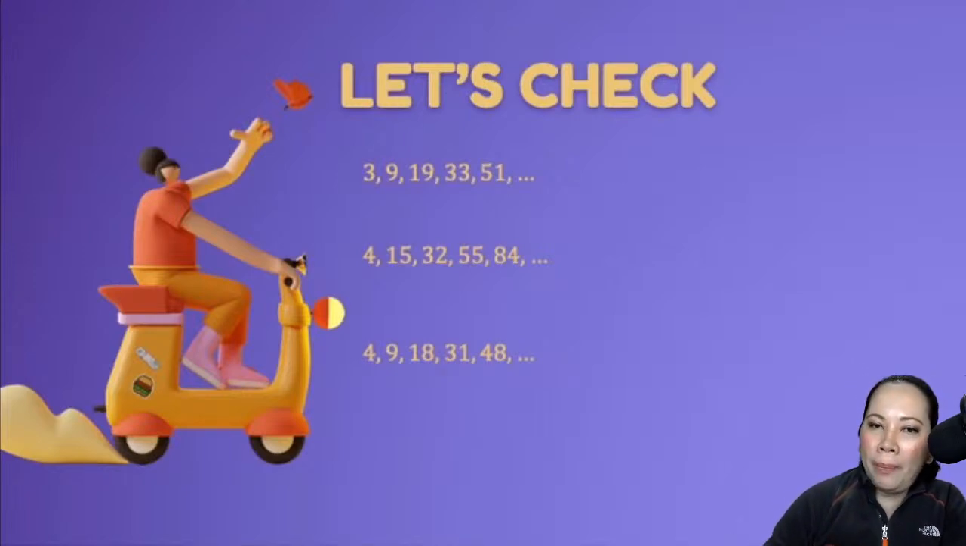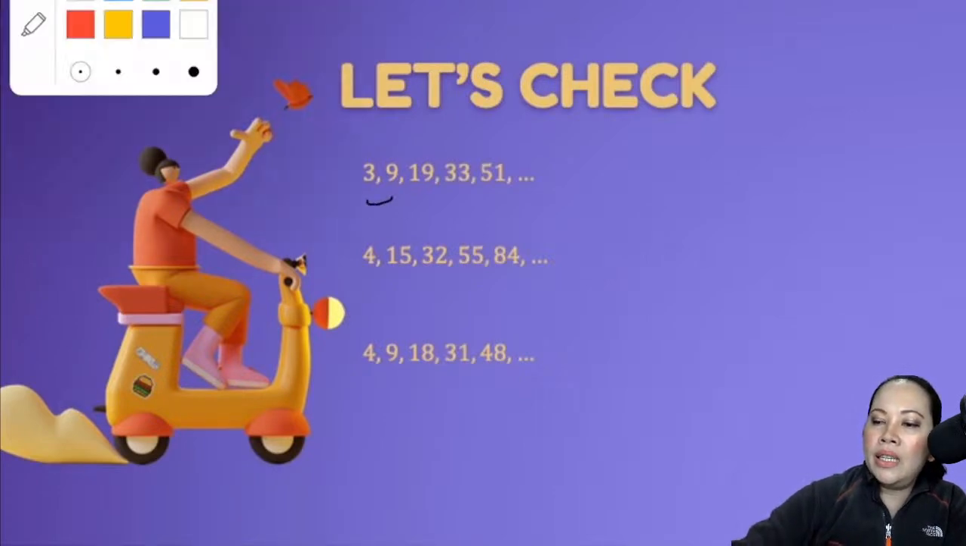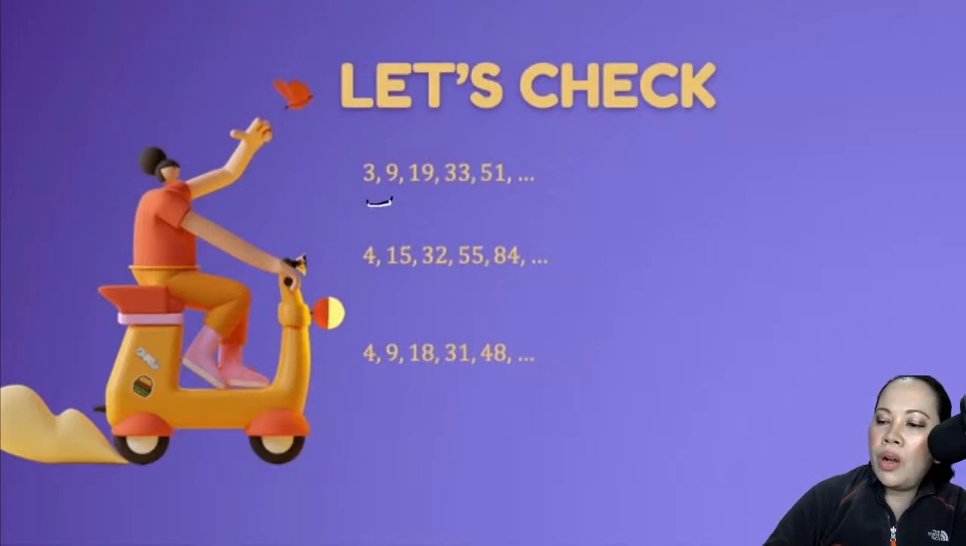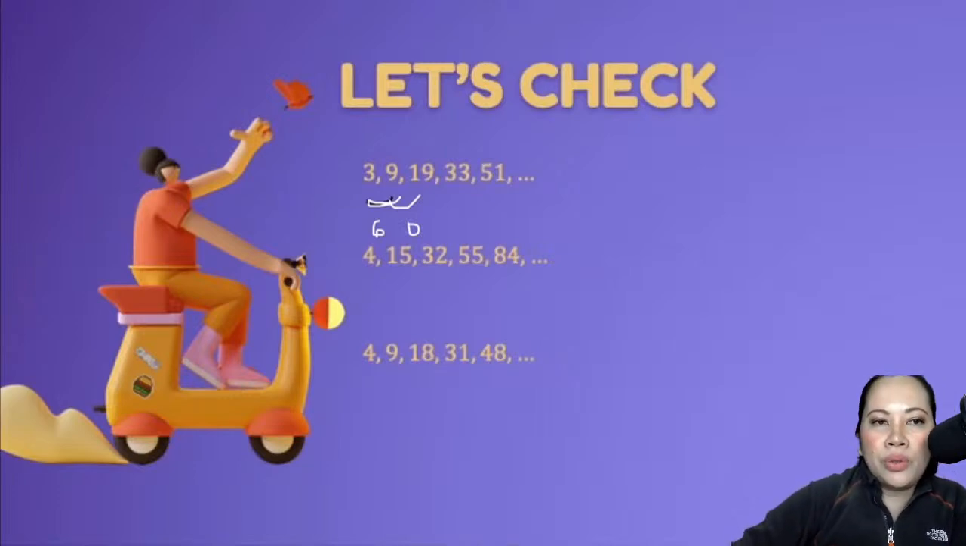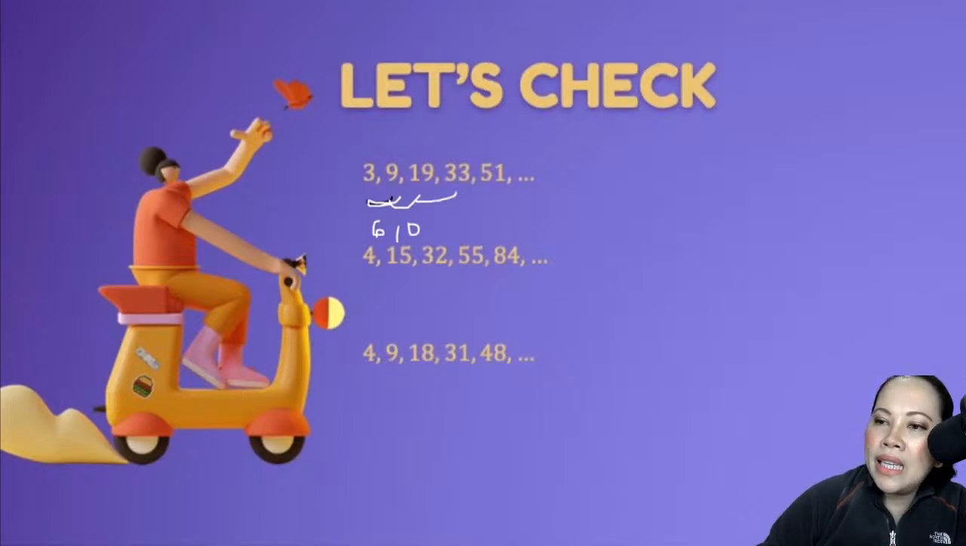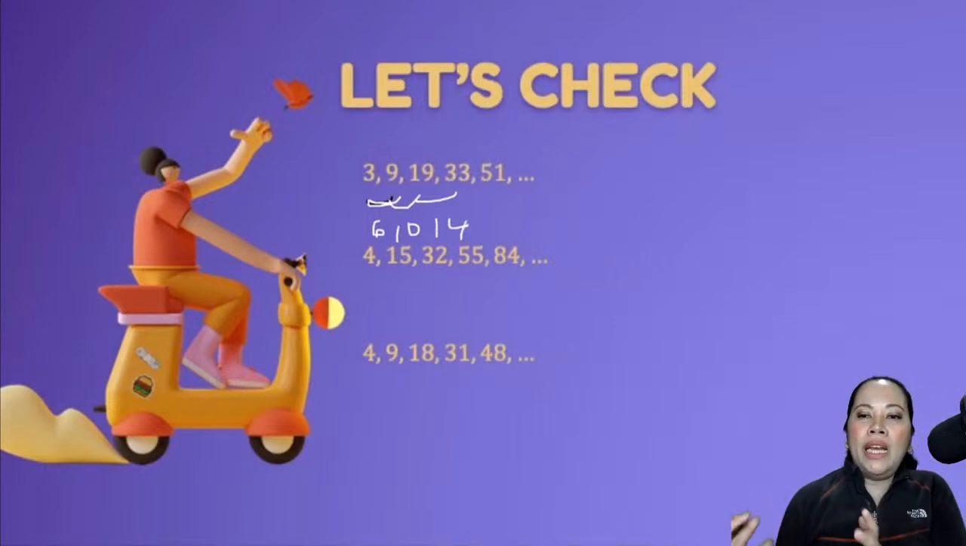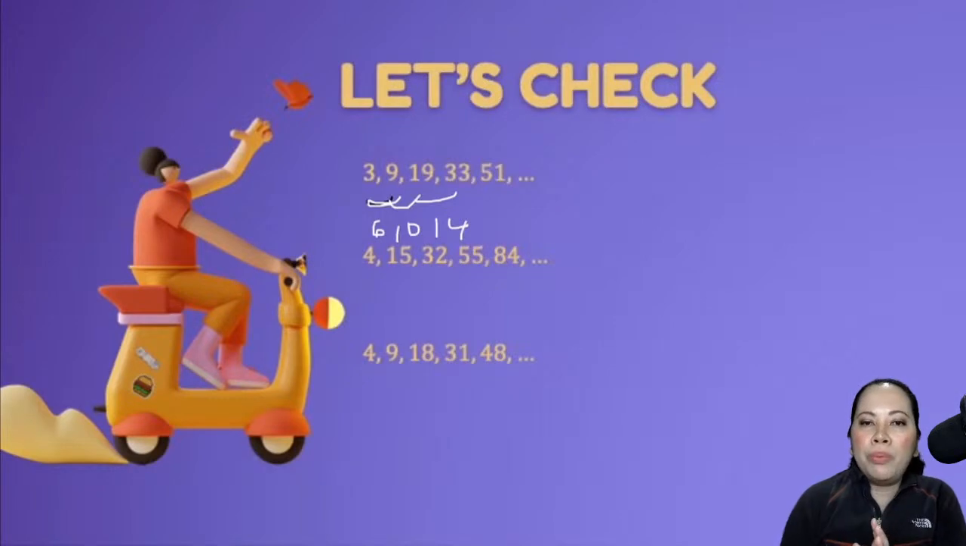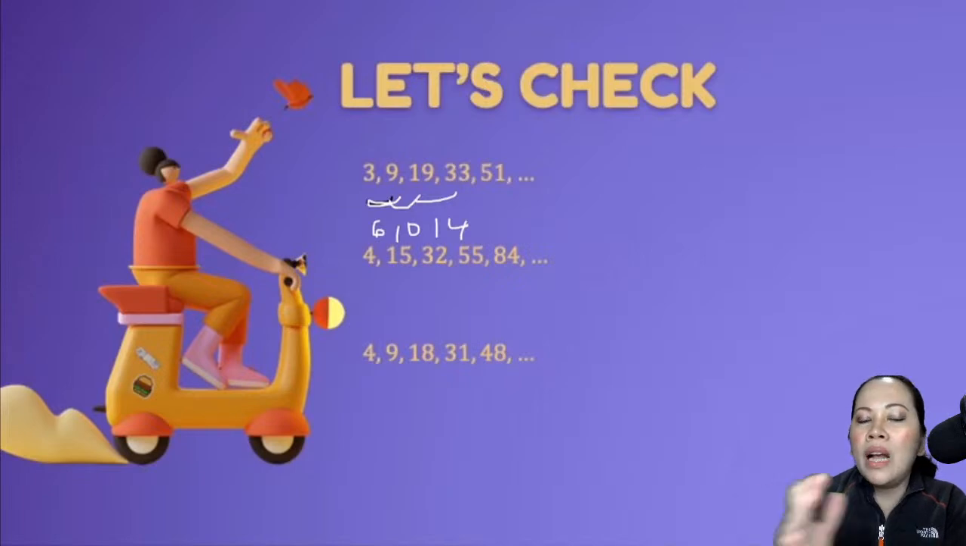So the first step is to find the common difference first. Let me change the color. 9 minus 3 is 6. 19 minus 9 will be 10. I think I have to draw it somewhere. I don't know if it's clear. 33 minus 19 will be 14. Even if you end up at the third or fourth term, that will be okay. That is enough. You don't need to completely do every single term.